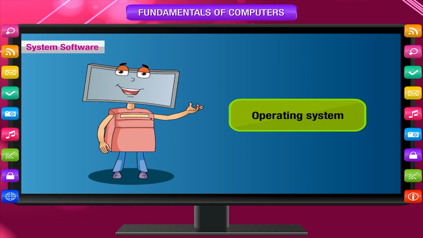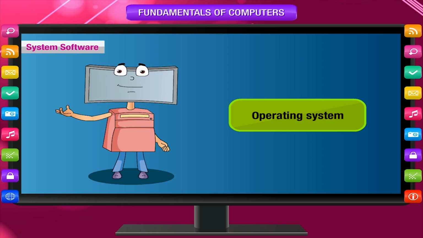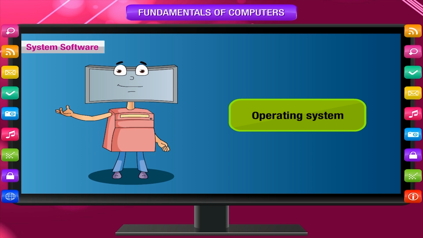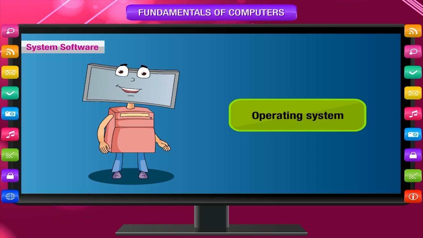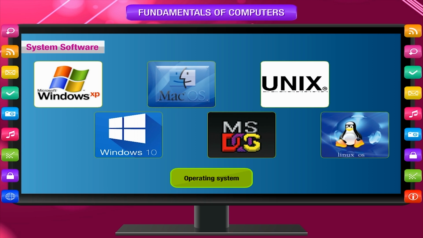Operating system is a part of system software that makes the computer run. Operating system is a set of programs which controls the working of the hardware as well as the software. It manages all the input, storage, processing, and output activities of a computer system. To work on a computer, it is a must to have an operating system. For example, Windows XP, Windows 10, Mac OS X, DOS, Unix, Linux, etc.